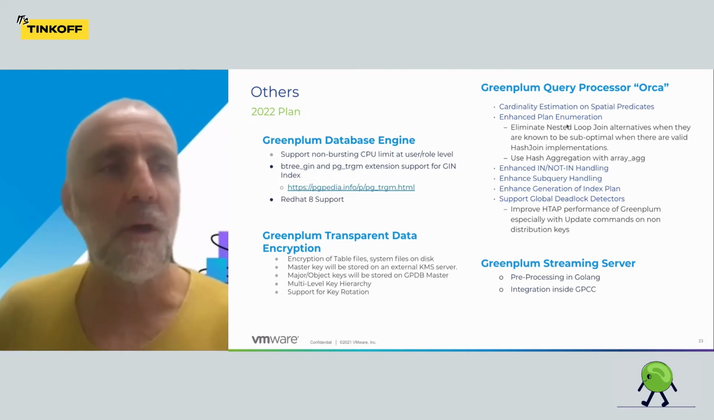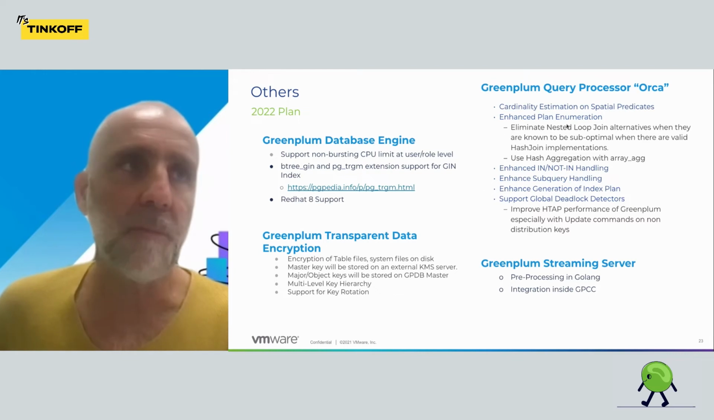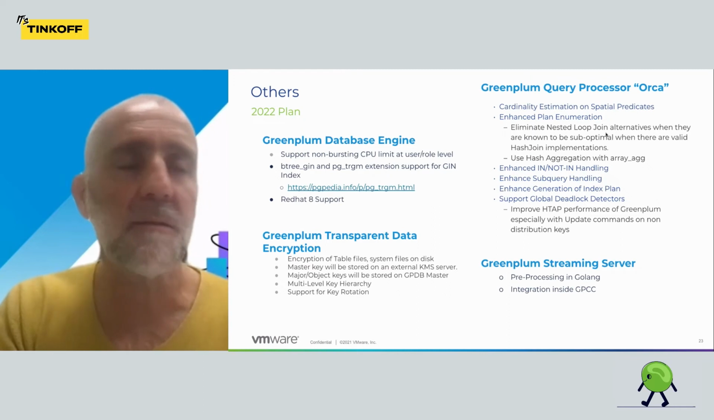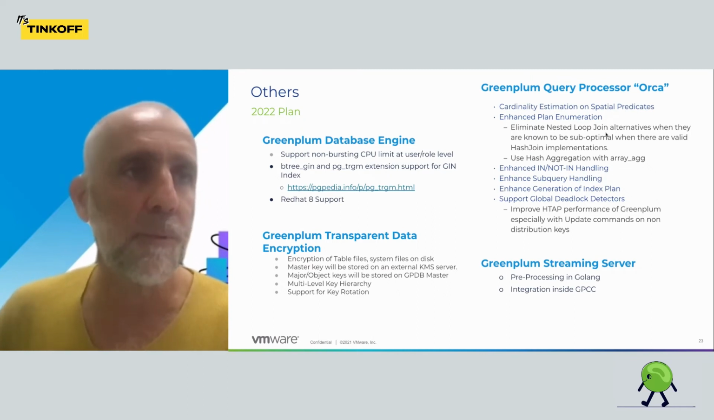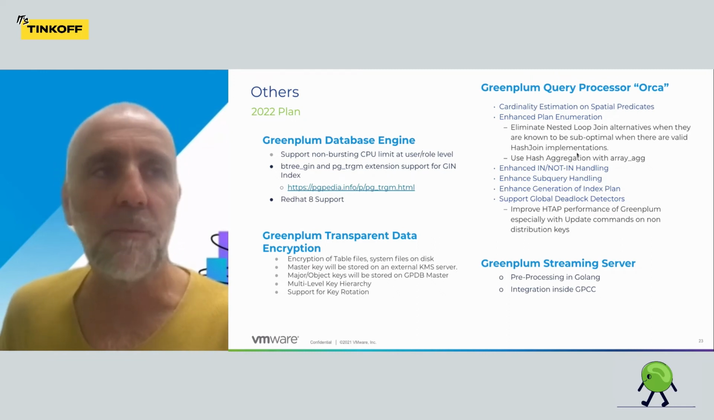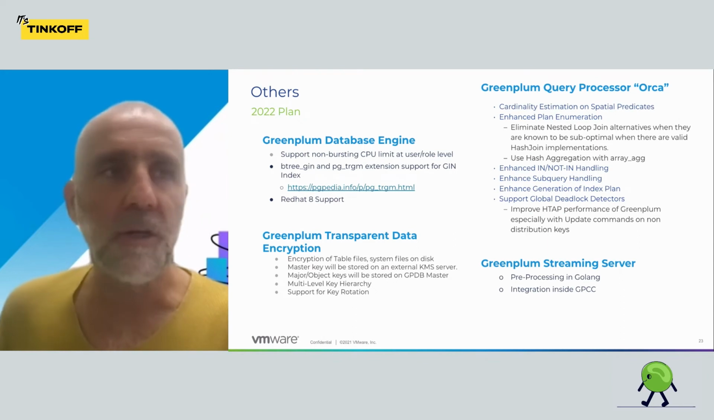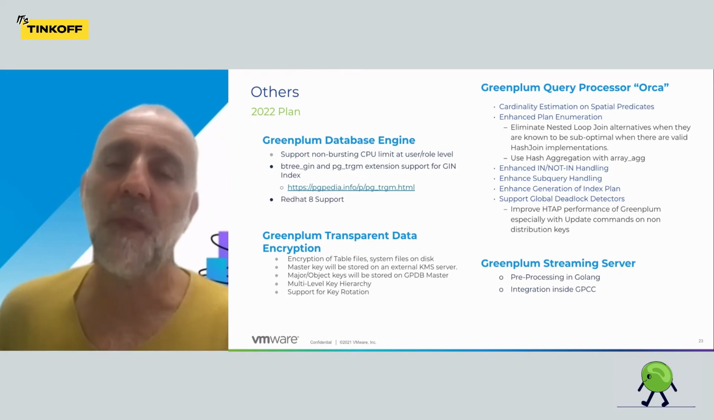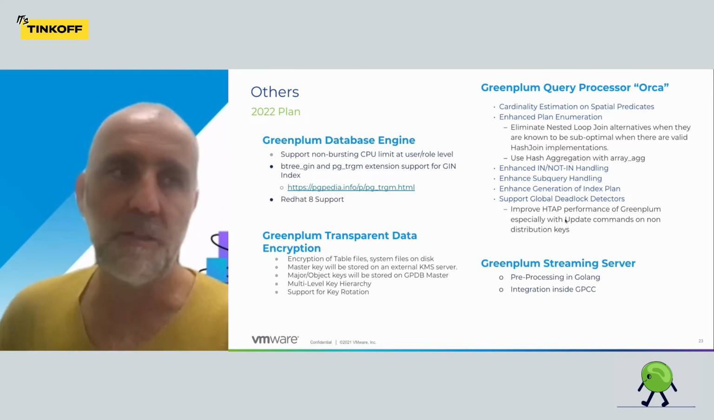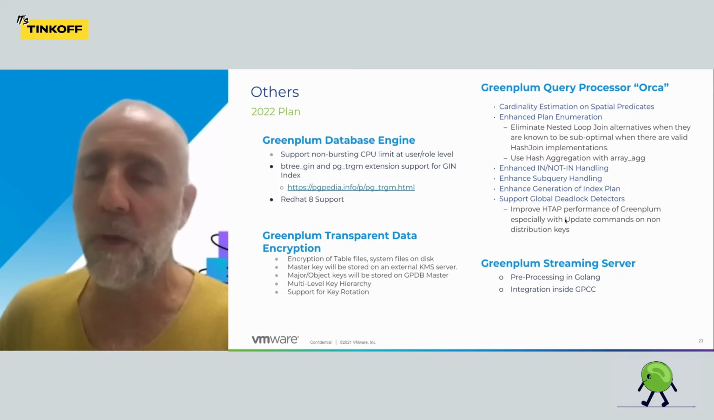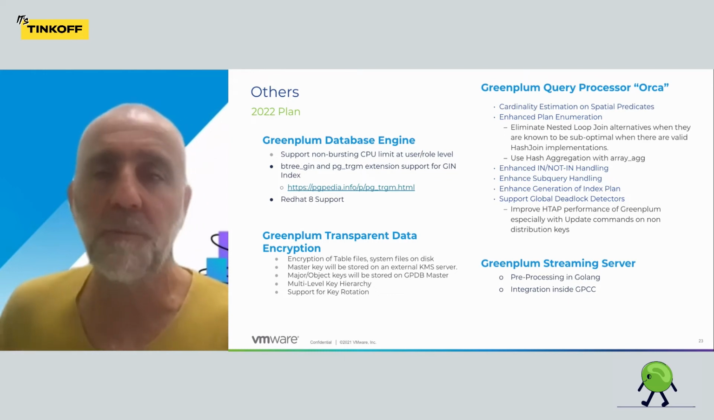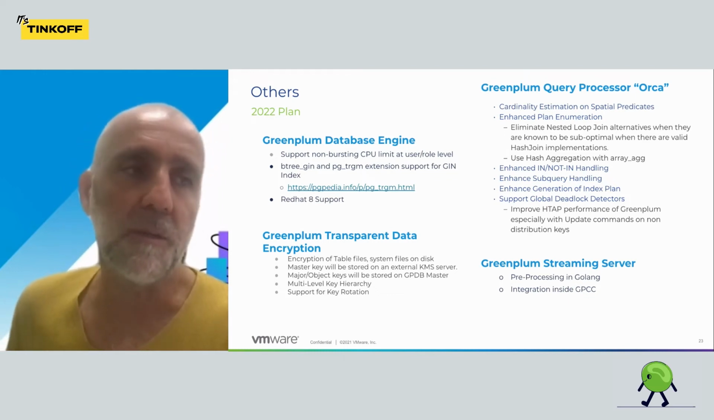And then we have a huge amount of improvements regarding the optimizer: cardinality estimation for special predicates, eliminating nested loops, better handling of types of queries like IN, NOT IN, subquery, HAVING. Orca also choosing, I would say, plans with indexes, and also doing some improvements, especially for HTAP scenarios where you can have high concurrency with update commands, and especially if you don't update the distribution key.